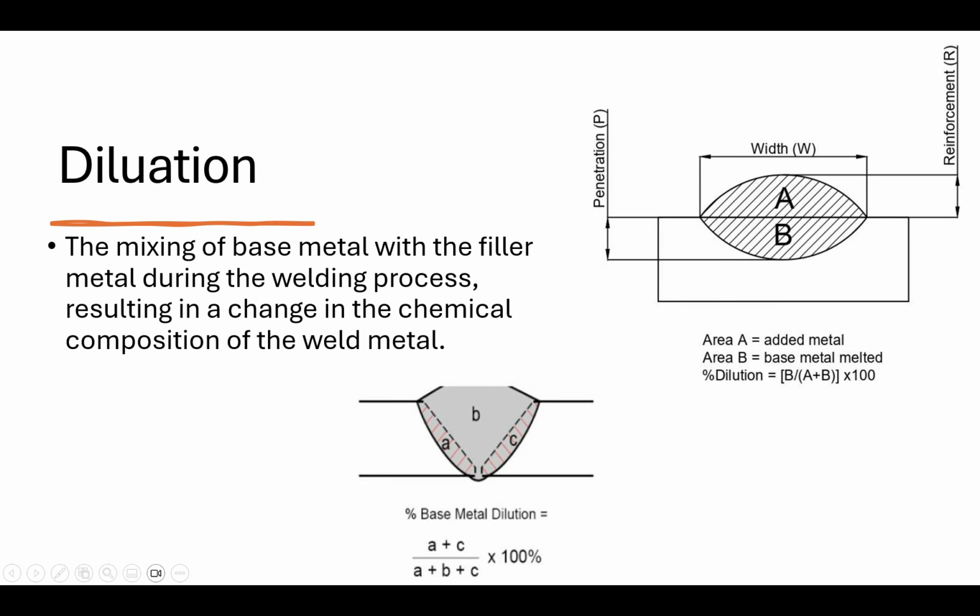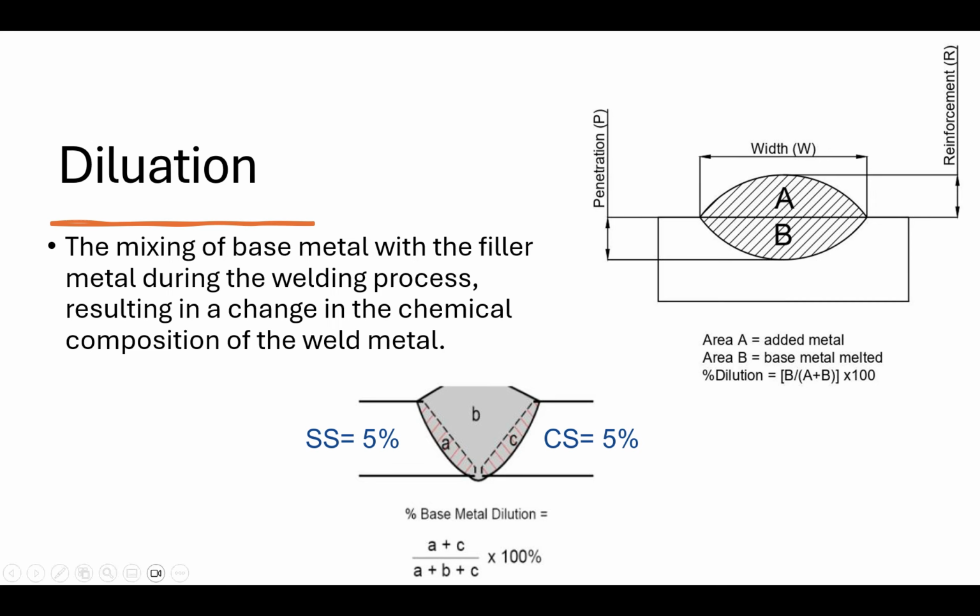So base metal dilution is considered A plus C divided by A plus B plus C. The area that got melted from the base metal on both sides will be divided by the total area where the electrode deposit was made as well as the base metal melted. So into 100 is percentage. So if you have even 10% dilution, which is 5% from here, imagine 5% of this base metal is contributing a higher percentage of carbon in the weld pool, weld deposit.